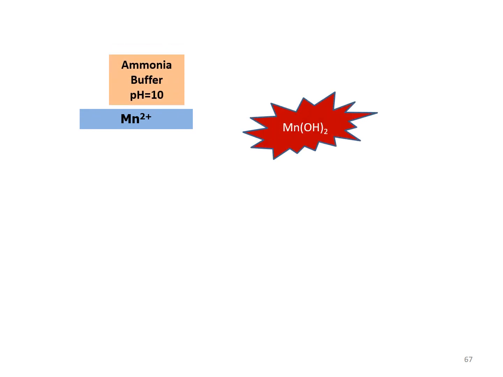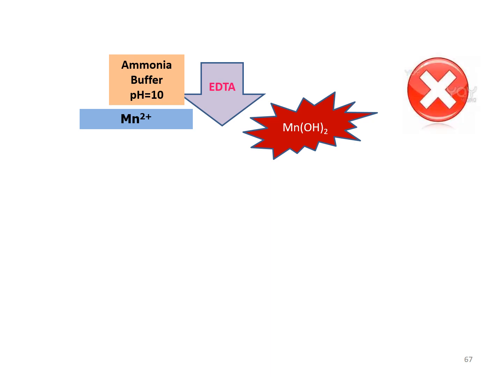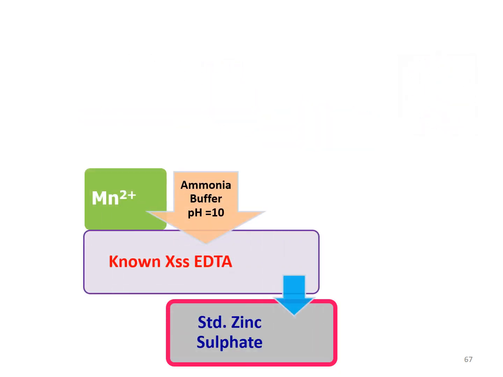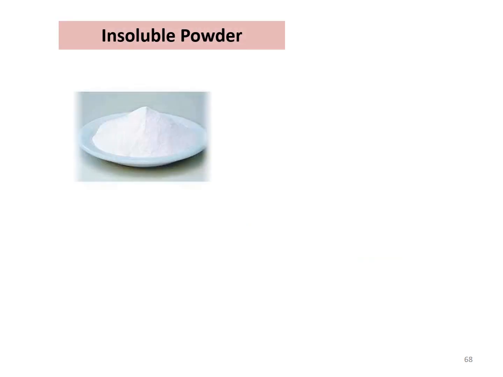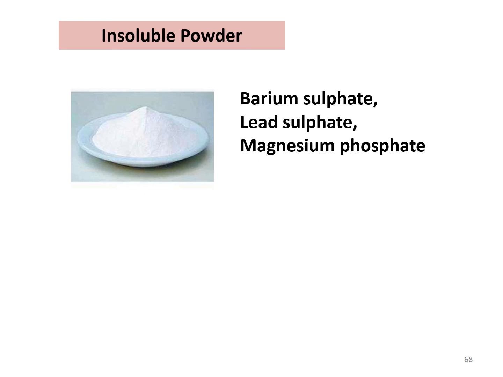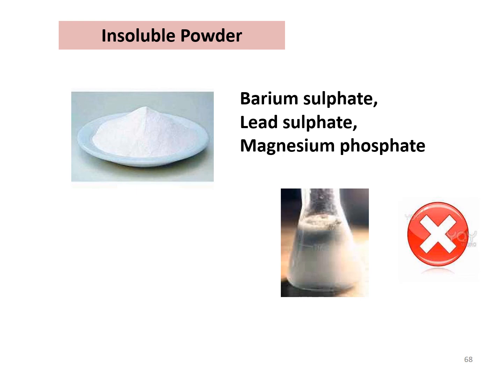Manganese in ammoniacal media forms a precipitate of manganese hydroxide, so it can't be directly used for determination of manganese using EDTA as titrant. So we use the technique of back titration in this case. Insoluble powders, such as barium and lead sulfates and magnesium phosphate, can't be used directly. Then we should follow the indirect titration technique.